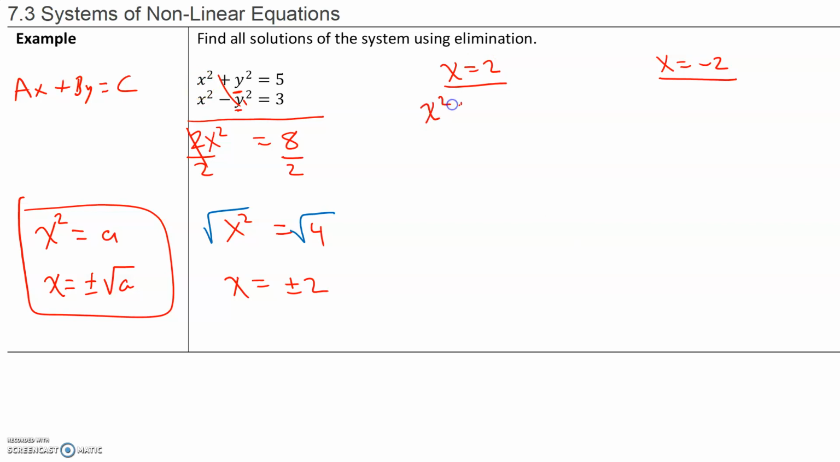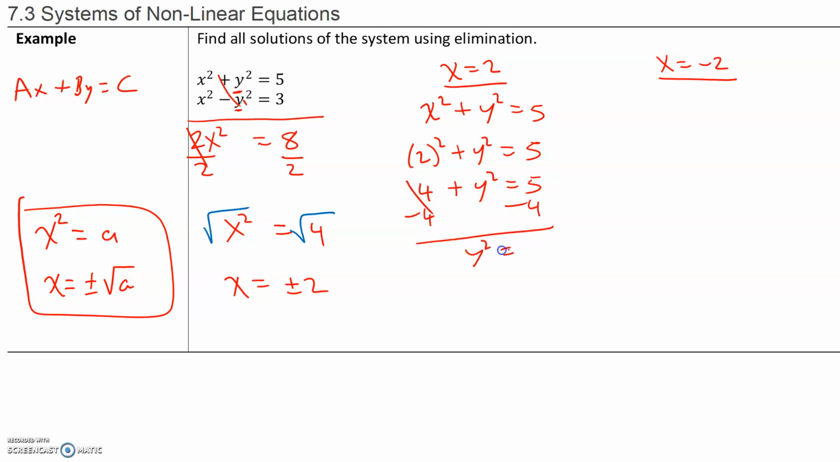My first equation is x squared plus y squared equals 5. And x is 2, so I'm going to have 2 squared plus y squared equals 5. 2 squared is 4. So I get 4 plus y squared equals 5. I move the 4 to the right. So I get y squared equals 1. And now I have a square. To undo the square, I'm going to square root both sides. So again, by this property, I'm going to get y equals plus or minus, radical 1 is 1, so I get plus or minus 1. So when x equals 2, my solutions are y equals 1 and negative 1.